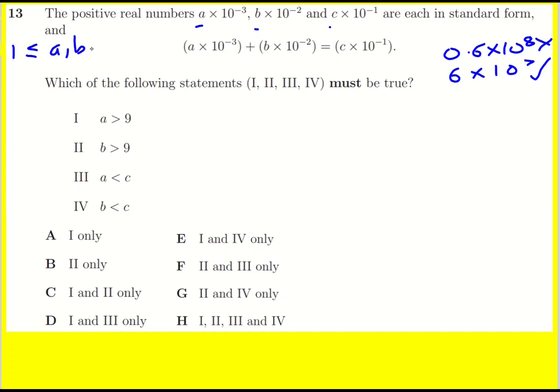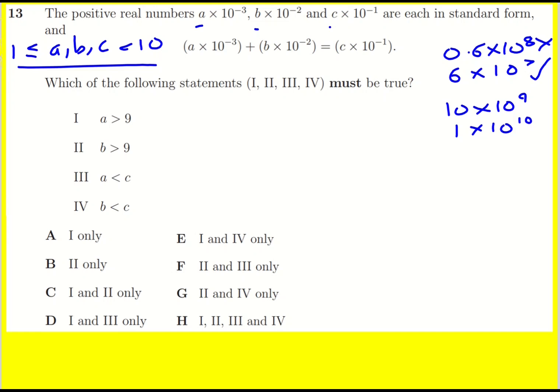So A, B, and C are all greater than or equal to 1, and they've got to be less than 10. Because if they were, say, 10 times 10 to the 9, you can write that as 1 times 10 to the 10. So this number is between 1 and 10, but not including 10. I'm just going to bear that in mind throughout.